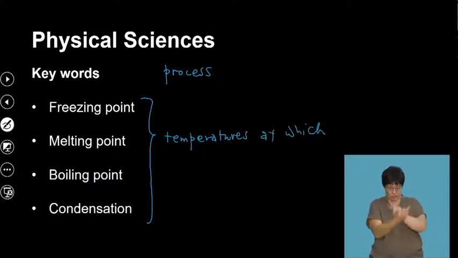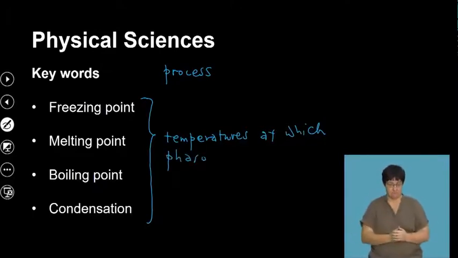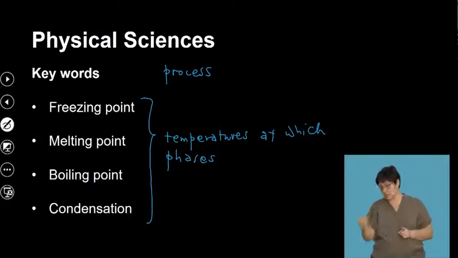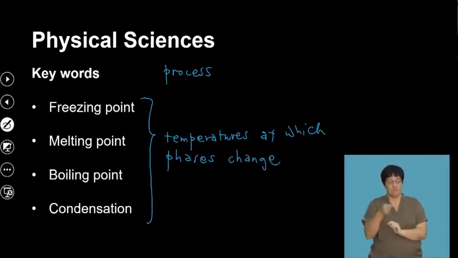So these are various phases that we're talking about. It could be from liquid to gas, or solid to gas. These are temperatures at which phases change for a particular substance. The process that has to do with the melting point is obviously melting. The boiling point has to do with the boiling, or change of phase from liquid to gas, as well as condensation. So these are the key terms that you need to pay careful attention to.